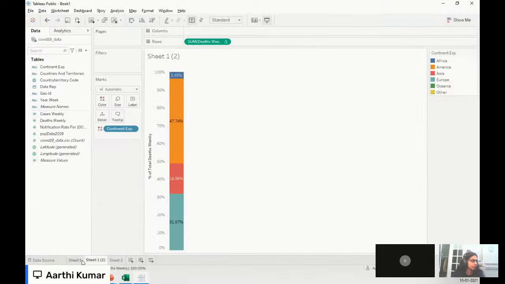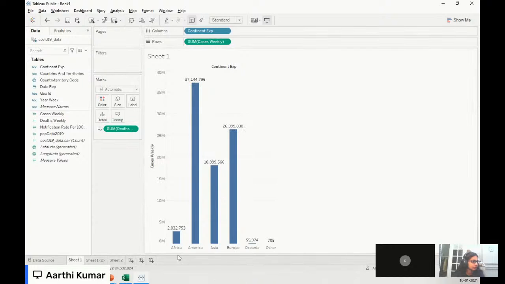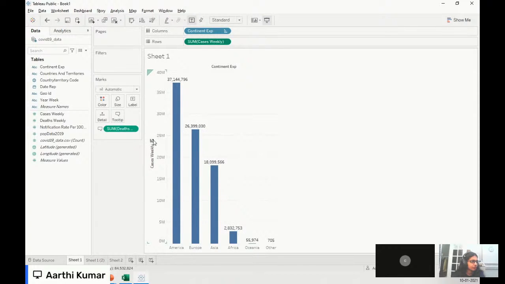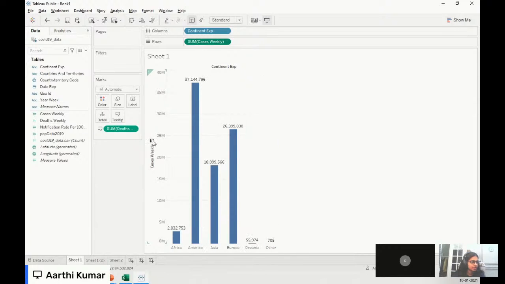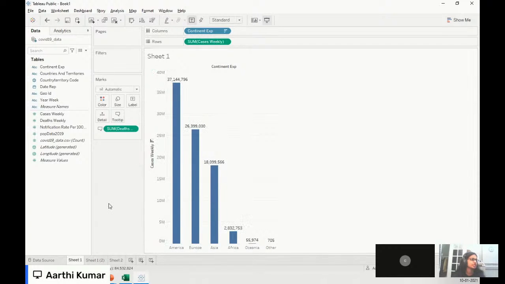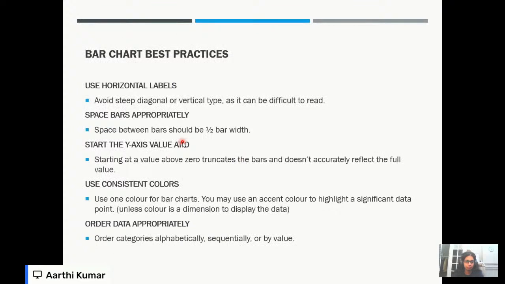So for example, over here, this right now is default sorted alphabetically on the continent name. And then you can go over here and sort it, which is also available next to your axis name over here. So this is ascending order and this is descending order. Right, so this is about bar graphs.